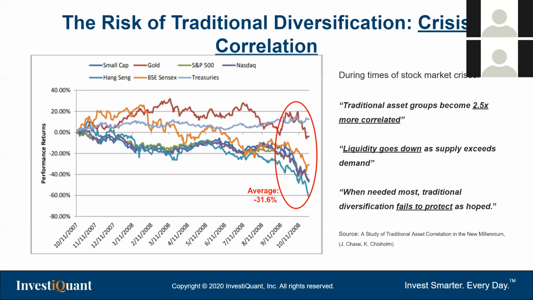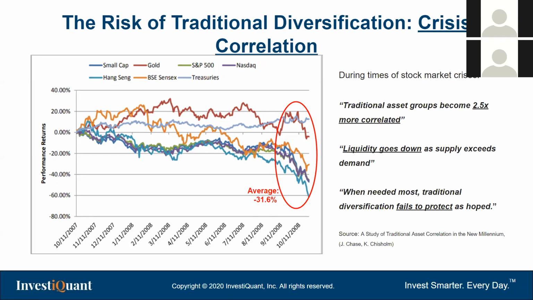So what they did here is they put together a portfolio of small caps, gold, treasuries. They've got the NASDAQ in there, Hang Seng, the S&P 500. And what they found was during the 2008 Great Recession, there was very little benefit to being diversified. So in normal market conditions, they are diversified and they kind of do their own thing. Some of them make money, some of them don't. But in times of crisis, they all sold off together.